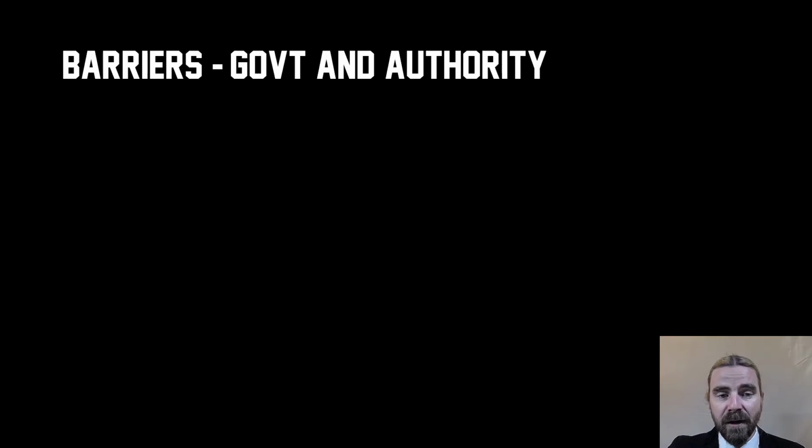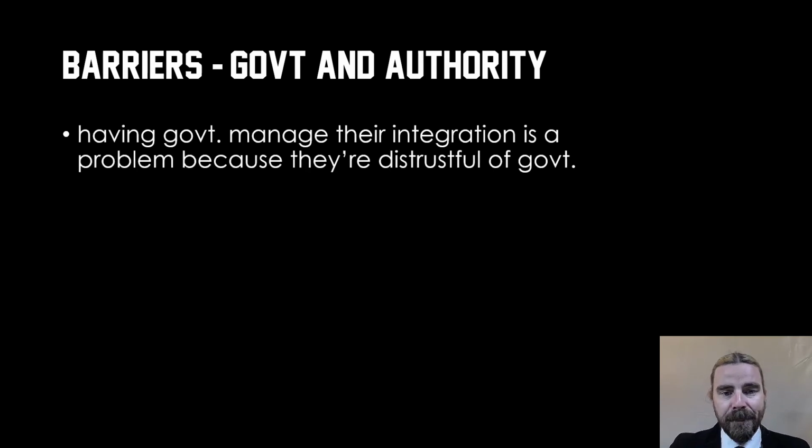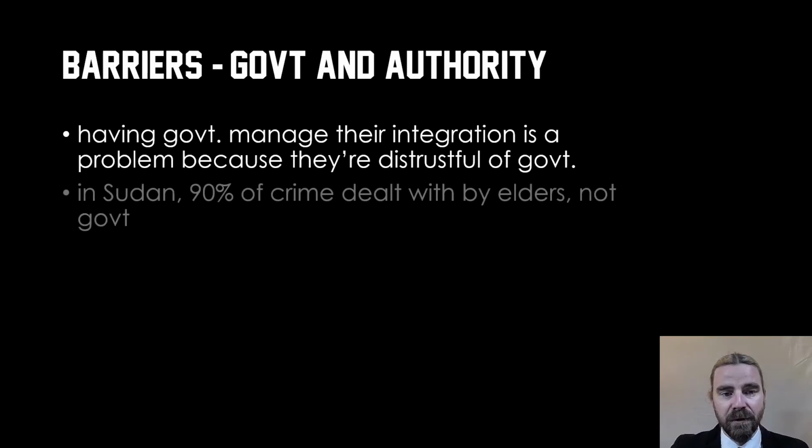Another barrier, and this is interesting because the government is also an enabler, because they do provide a lot of financial and other kinds of support. However, due to the specific migration experiences of Sudanese Australians, the government and authority can also be a barrier. Now, the government is the one that manages Sudanese people's integration into Australian society, and that's a problem because Sudanese Australians are often distrustful of government because they come from a country where their own government is quite corrupt.